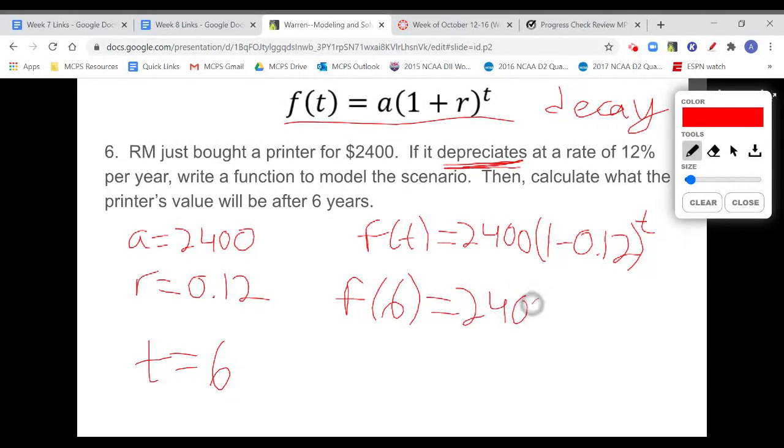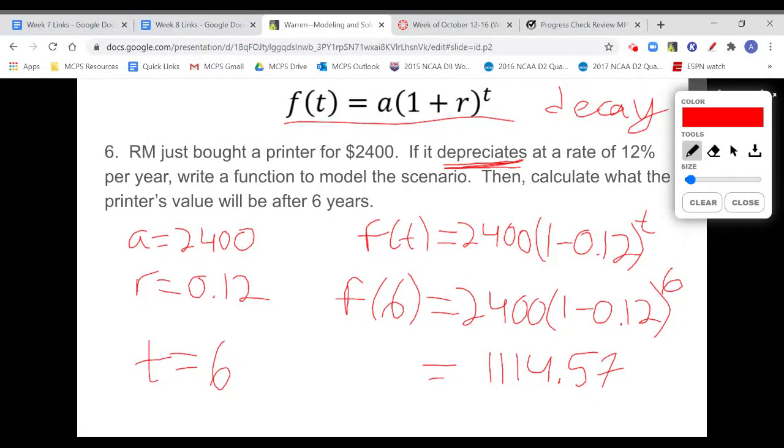Again, I've said this like 17,000,000 times in this video, but I just copy down that exact same thing, and then I raise it to now the 6th power because I just have to replace t with 6. And when I do that, my answer comes out to 1114.57.